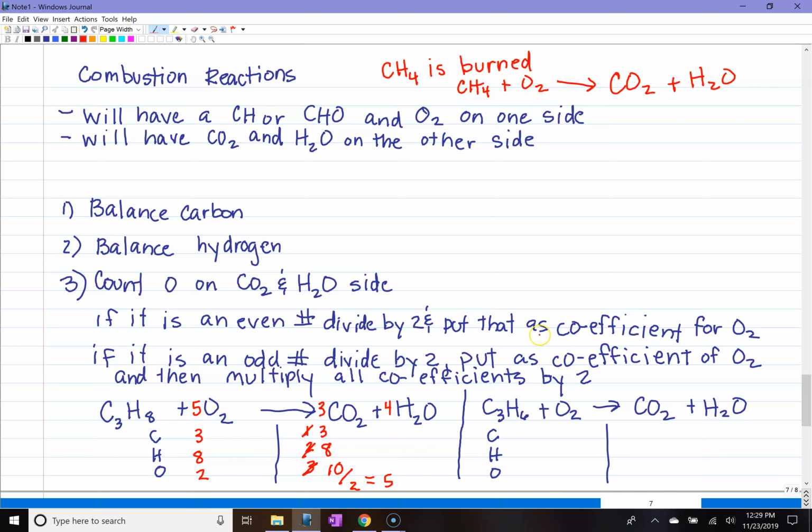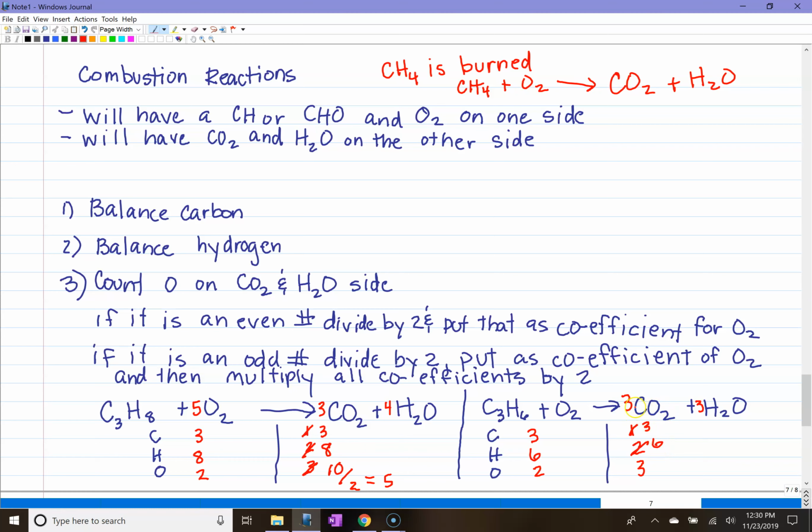If I had C3H6 plus O2, it's going to still produce carbon dioxide and water. And in this case, I have 3 carbons, 6 hydrogens, and 2 oxygens. On the other side, again, I have 1 carbon, 2 hydrogens, and 3 oxygens. So I'm going to balance out my carbon by putting a 3 in front of carbon dioxide. That's going to give me the 3 carbons. To balance out hydrogen, I need to put a 3 in front of water. That gives me my 6 hydrogens.